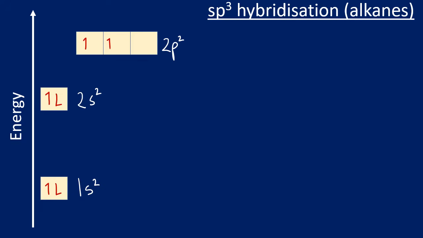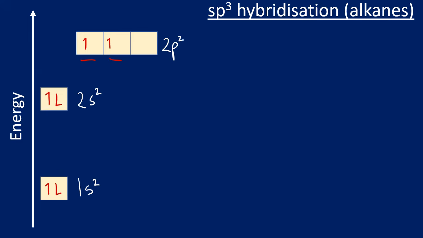Now the issue here is, as things stand, there's only 2 electrons that are able to undergo covalent bonding. There's only 2 single electrons that can be paired up to form bonds. So it looks like it could only form 2 covalent bonds, but we actually know that carbon will form 4. So what happens?